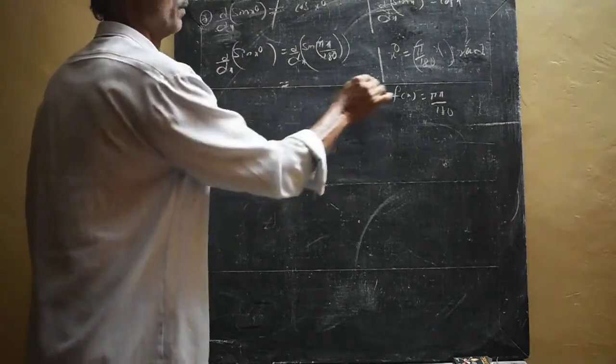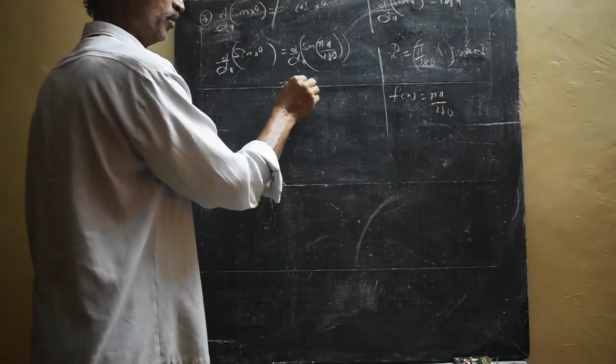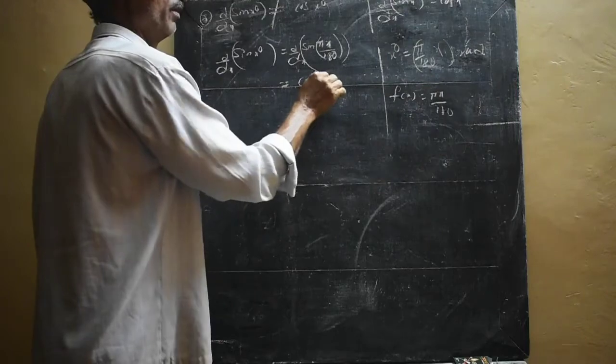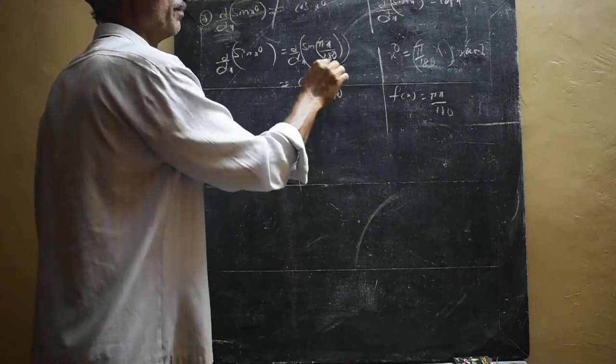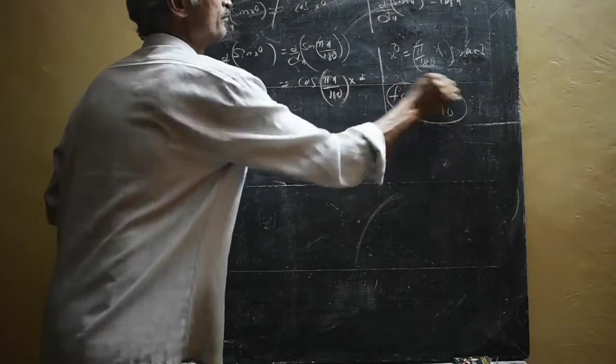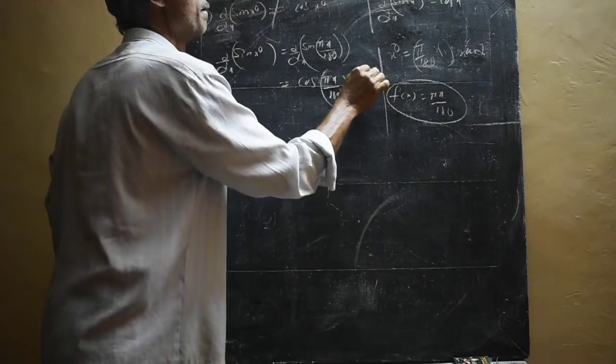What is the sin f of x differentiation now? It is cos f of x. What is the f of x here? Pi x by 180, into d by dx of f of x. What is the f of x here? f of x is pi x by 180.